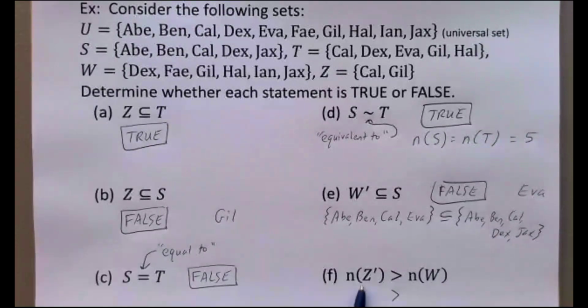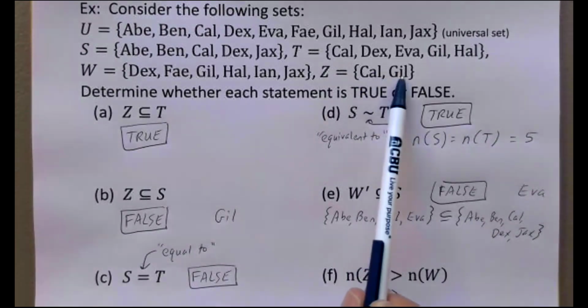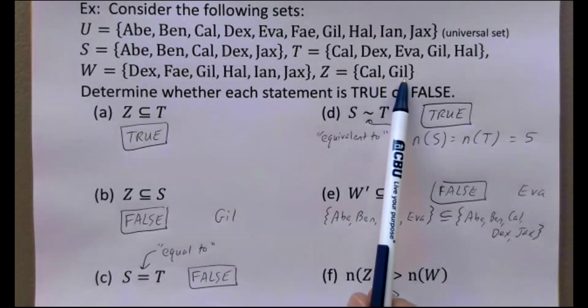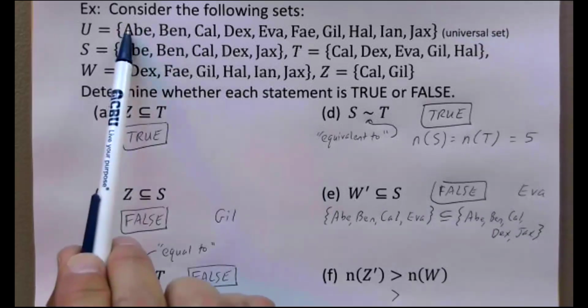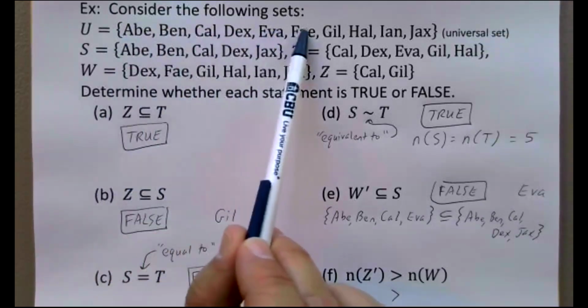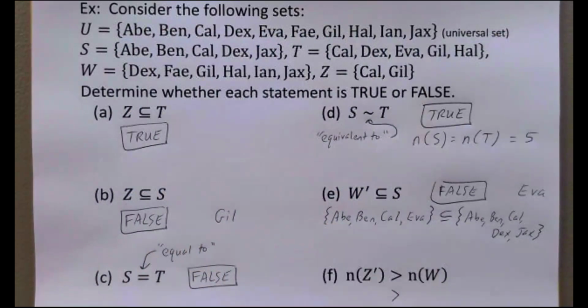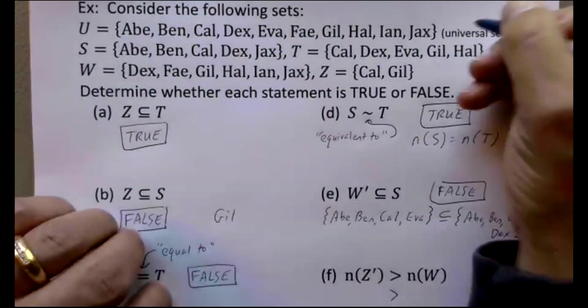How many people do live in Z complement? I guess I could go figure out Z complement, but I don't think we need to. There's only two people that live in set Z. So how many people don't live in set Z? Remember, when we do that, we're always comparing with the universal set here. I think we should just count how many people live in the universal set. 1, 2, 3, 4, 5, 6, 7, 8, 9, 10. The universal set has 10 people in it, right?